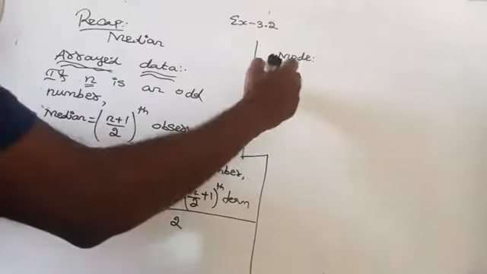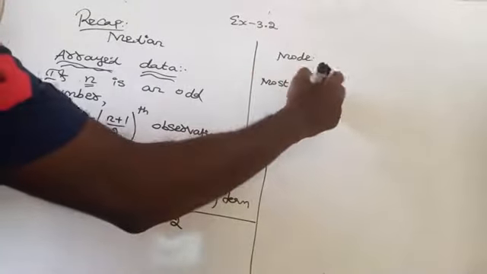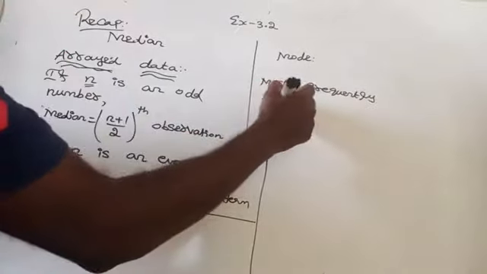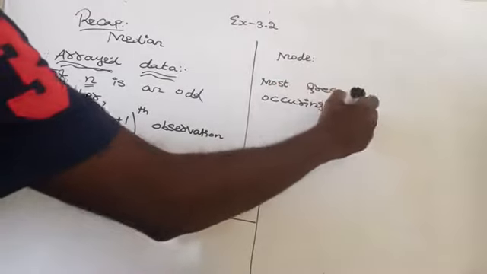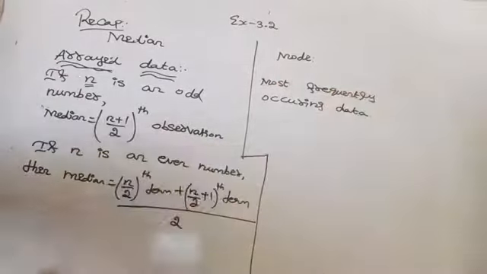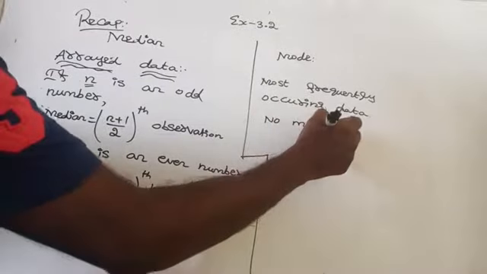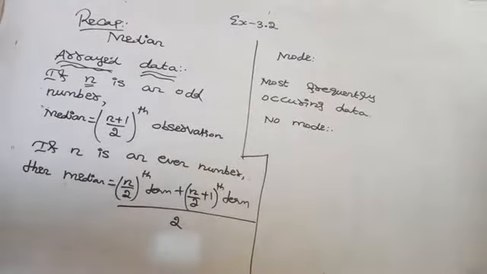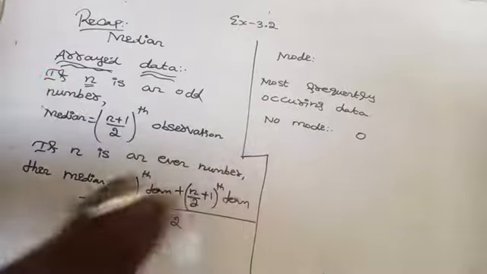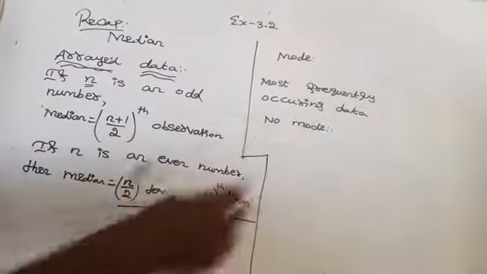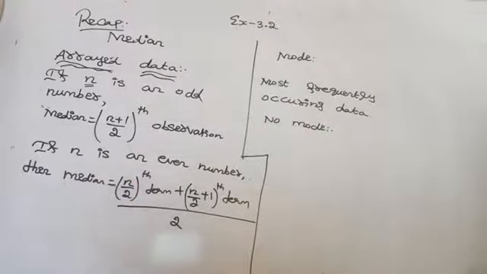Then mode. Mode means what? Most frequently occurring data. If all the data occurs only one time, then what is mode? No mode. If all the observations occur only one time, then there will be no mode. Please don't write 0. If you write 0, it means 0 is one of the numbers occurring the maximum number of times. Then you are not supposed to write 0. If all the data occurs only one time, then there will be no mode.